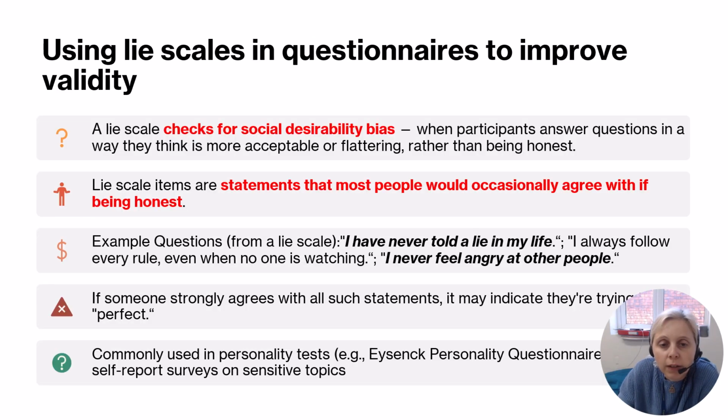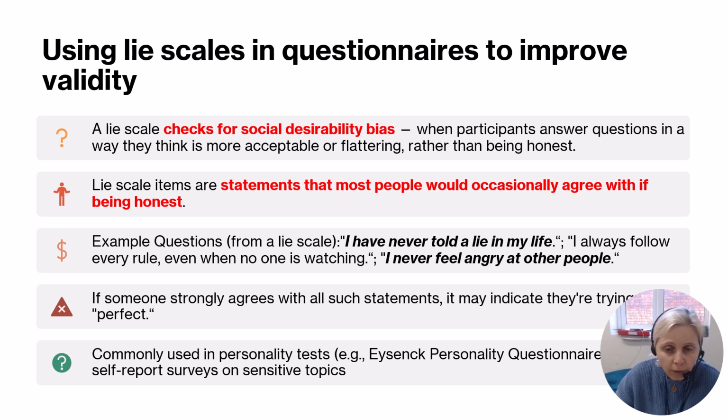So this is just a question that has been asked to me by my students. What are lie scales? They appear in the mark scheme sometimes in options on how to improve validity of questionnaires. So this is just a summary of what we mean by lie scales. They're deliberately placed questions that are trying to see whether a person is trying to make themselves look better than they are. Okay, so they're statements that most people would agree with occasionally if they were being honest.